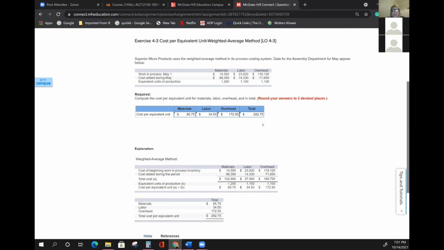Okay, so now that I have my total cost and I have my units, I can come up with what is it per unit, right? So I'll take the 102.9 and divide it by the 1,200 units. And that gives me the per unit. So it's 85.75 for my material, 34.50 for my labor, and then overhead is 117.50. And for the total, I just add all of those three costs together to come up with the total cost.